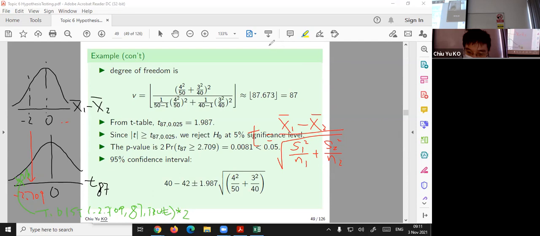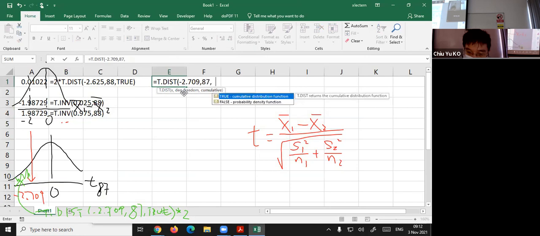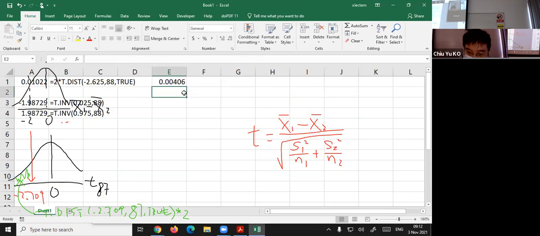Let me go to Excel and do it here. You just key in -2.709, 87, true. Remember you have to multiply by 2, because you want to calculate the p-value. So the p-value is 0.008.